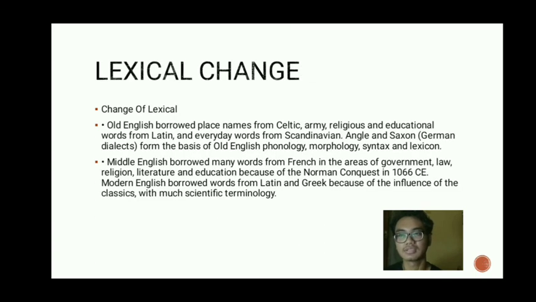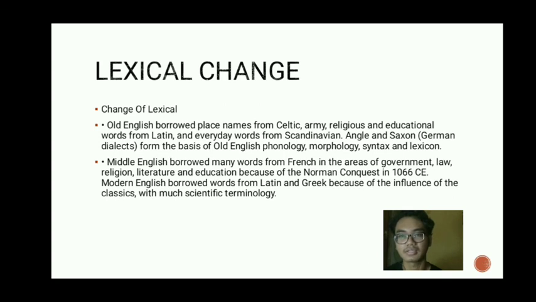And finally, lexical change. There are 3 points, and number 1, change of lexicon. Number 2, Old English borrowed place names from Celtic, army, religious, and educational words from Latin, and everyday words from Scandinavian. Anglo-Saxon, from Germanic dialects, was the basis of Old English phonology, morphology, syntax, and lexicon.